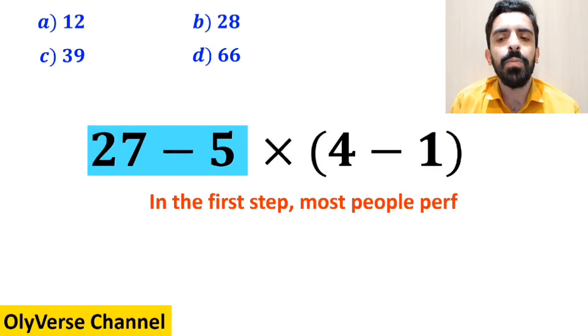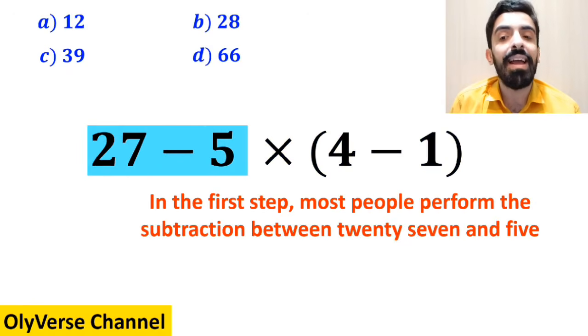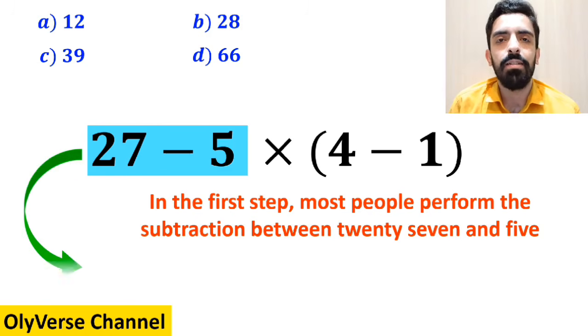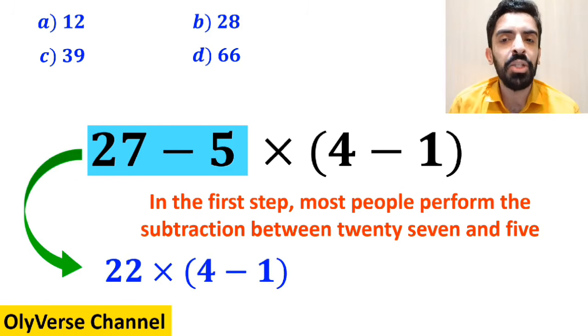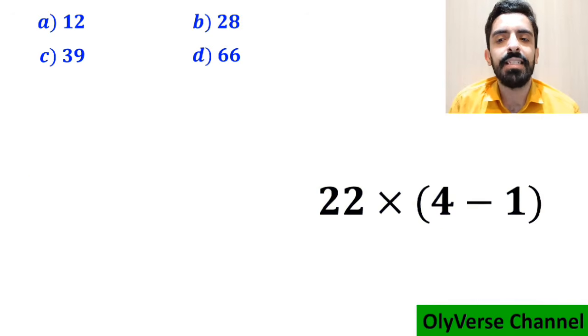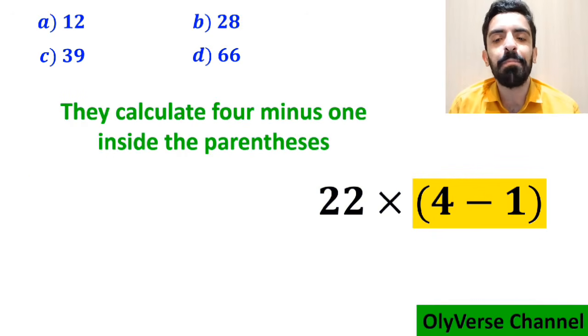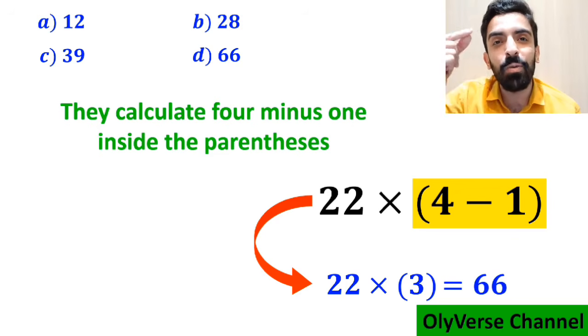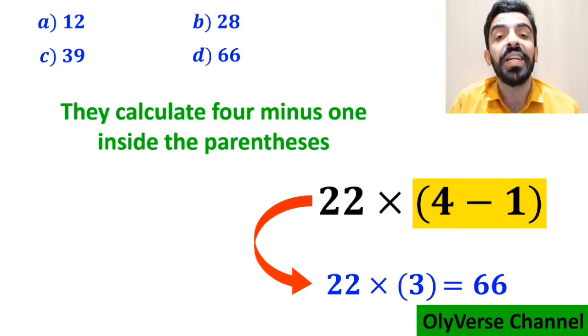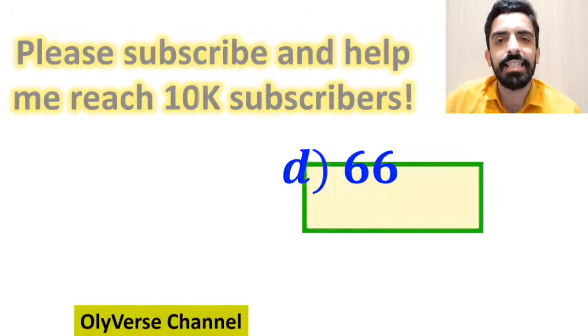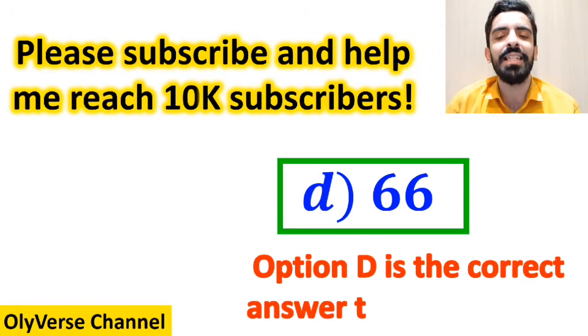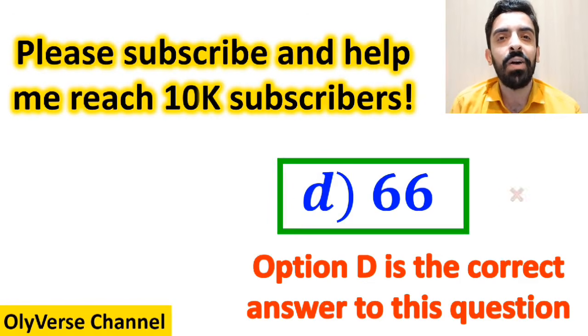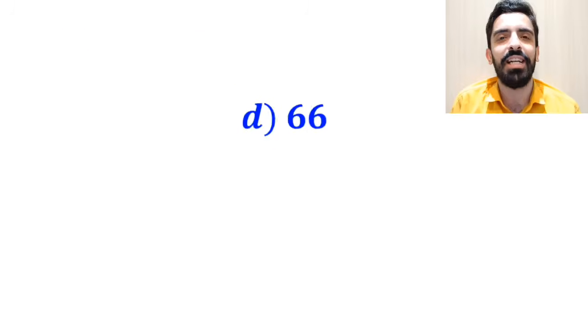In the first step, most people perform the subtraction between 27 and 5, which I have highlighted in blue. So, this expression simplifies to 22 multiplied by 4 minus 1 inside the parentheses. In the next step, they calculate 4 minus 1 inside the parentheses, which becomes 22 multiplied by 3. And finally, the value of this expression must be equal to 66. Then, without any hesitation, they quickly say that option D is the correct answer to this question. However, it's not the correct answer to this question.